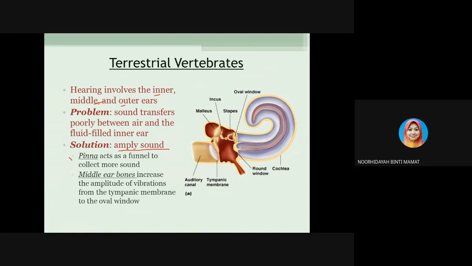So they have the pinna, if you remember the pinna. The pinna acts as a funnel to collect more sounds. And they also have the middle ear bones. The middle ear bones will increase the amplitude of vibrations from the tympanic membrane here to the oval window. So the sound will enter here, and it will amplify, increasing the amplitude of vibrations from this tympanic membrane to the oval window. This is how they strengthen the sound in the terrestrial vertebrates.